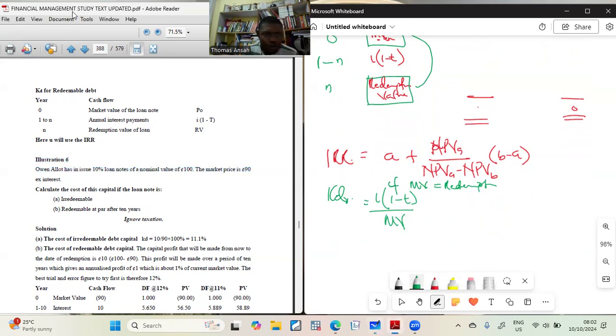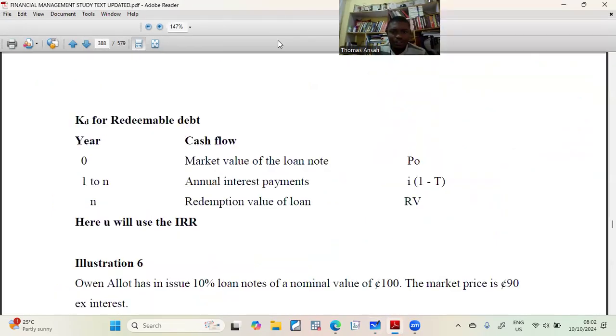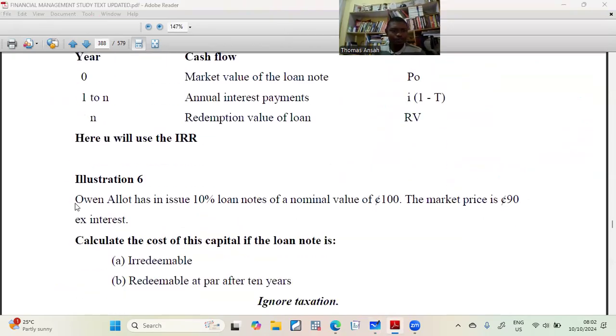So if you look at this work that is here, for example, you will realize that this gives you the format, and this is the question. Owen Alot has an issue of 10% loan note with a nominal of 100, market value is 90 ex interest. And you are doing this if it is irredeemable. Now, if it is irredeemable, what do you do? 10% multiplied by 100 cedis gives you 10. Ex interest is 90, so it will just be 10 over 90. All right, so that is that.